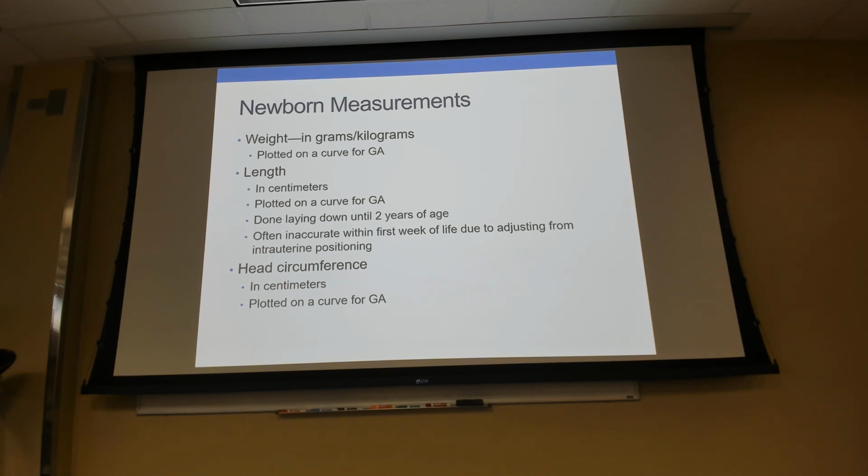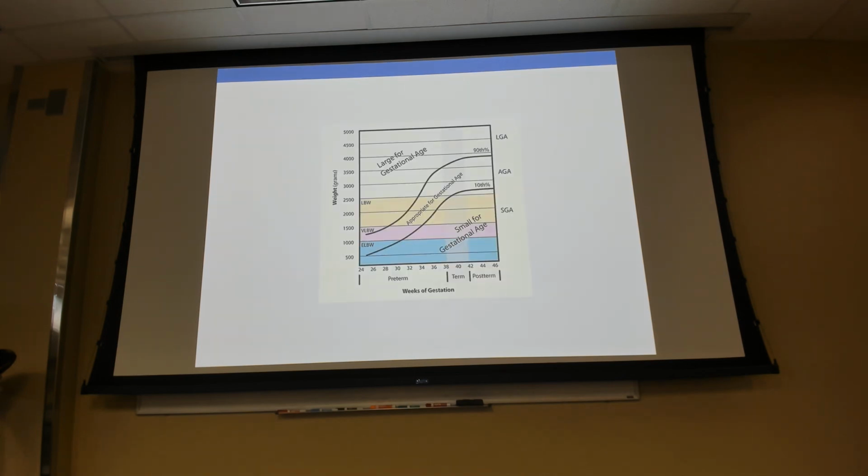Length is going to be very similar, also in centimeters. We are also going to put that on a curve for gestational age. We are doing this lying down, so up until the age of 2. However, babies are flexing all the time, right? So if you're trying to straighten a baby out and get their exact length, length is probably the least accurate of all of the baby measurements. And then we're getting head circumference as well, as a quick way to measure brain growth. Again, plotted for gestational age.